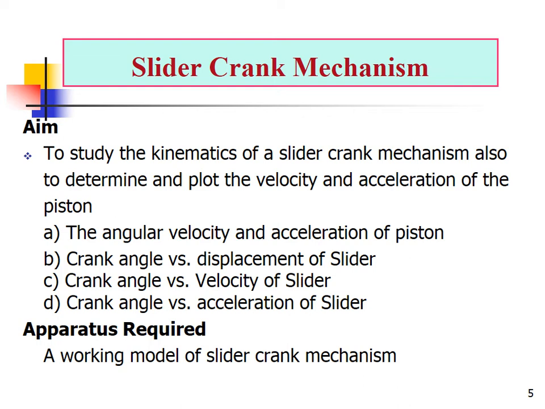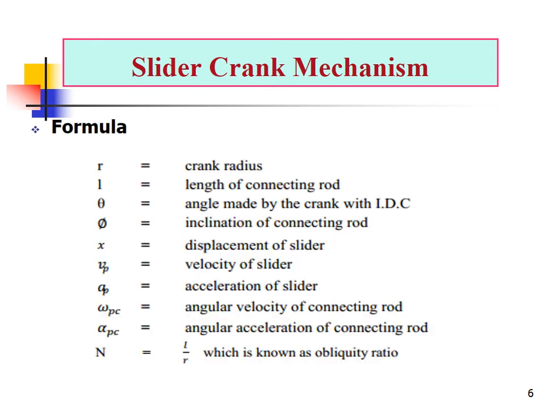The apparatus required is a working model of the slider crank mechanism. The variables used in the formulas are: R, crank radius; L, length of connecting rod; theta, angle made by the crank with IDC; phi, inclination of the connecting rod; x, displacement of the slider; Vp, velocity of slider; Ap, acceleration of slider; omega PC, angular velocity of connecting rod; alpha PC, angular acceleration of connecting rod; and n equals L by R, which is known as the obliquity ratio.